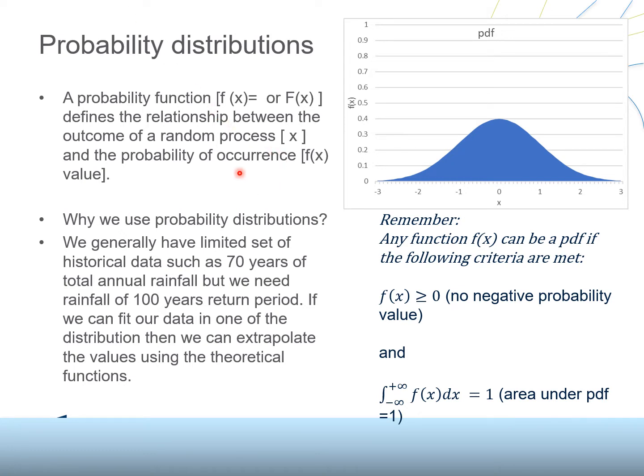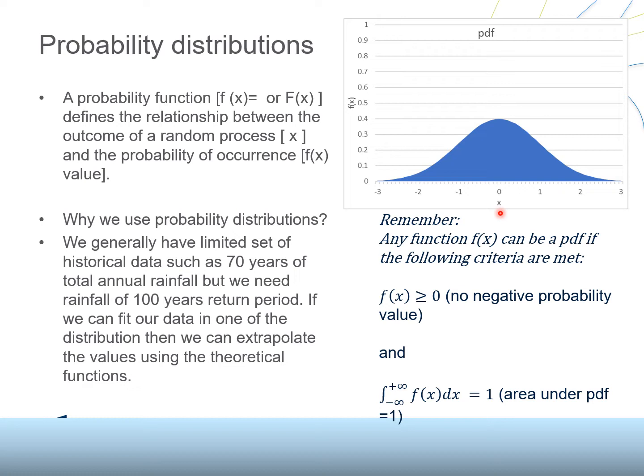defines the relationship between the outcome of a random process X and the probability of its occurrence, right? So it can be in terms of the probability density function f(x) or in terms of cumulative probability. But that function or that distribution defines the relationship between the outcome of the random process and its probability.